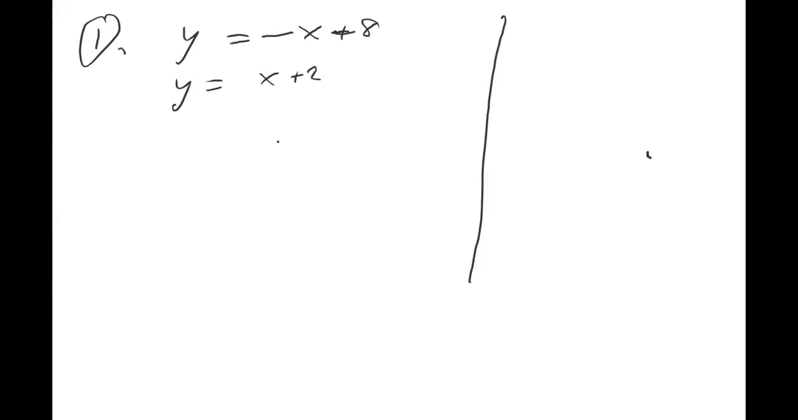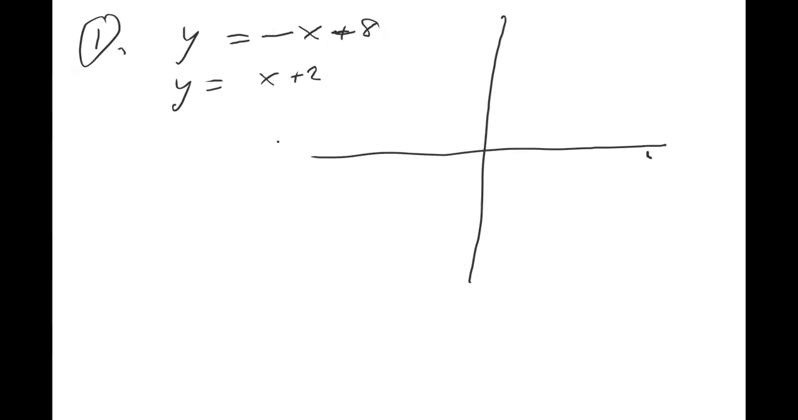Hello, this is a review video for your Chapter 5 test in college algebra. And the first question I'm going to review for you says to solve the system by graphing. So this says, first of all, y equals negative x plus 8, and then y equals x plus 2. Then we're going to make a graph of those two equations.